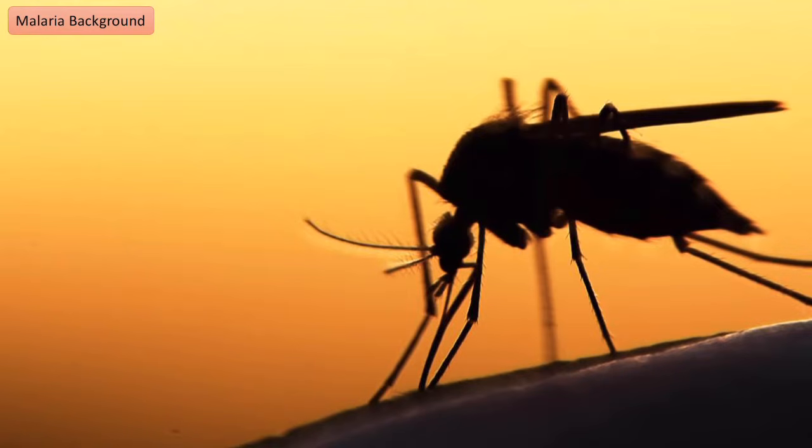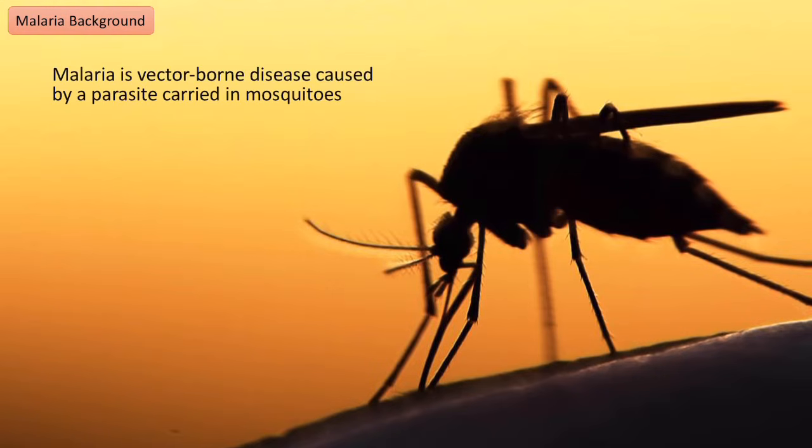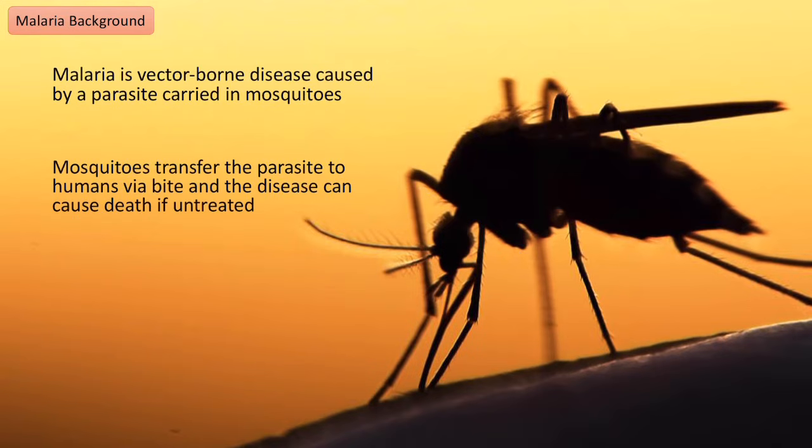So the background of malaria is that it's a vector-borne disease which is carried and passed on by mosquitoes. They carry a parasite which they then pass on to humans by biting them, and if that parasite gets into a human and causes malaria, then that disease can actually cause death if it is left untreated.